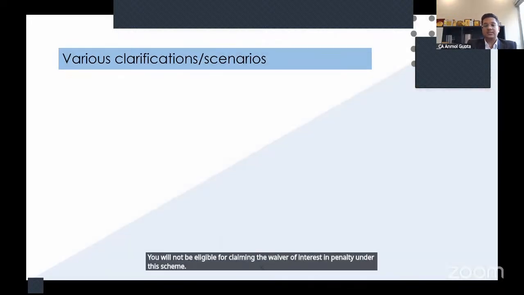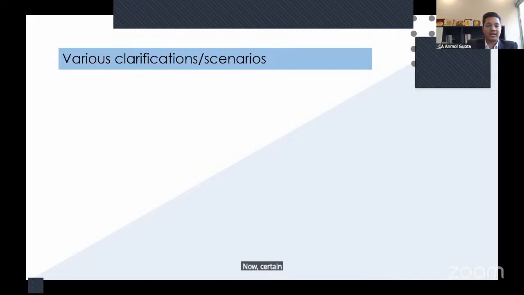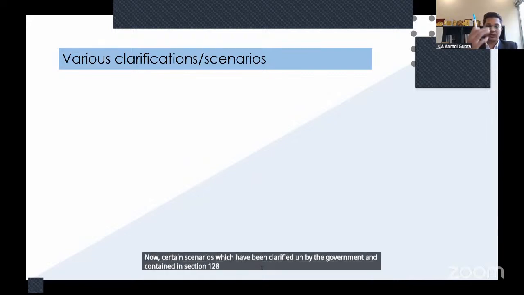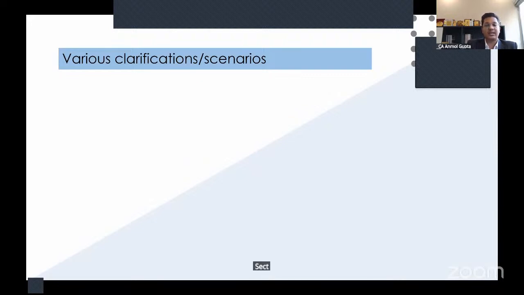Now, certain scenarios have been clarified by the government and contained in section 128A read with rule 164. We are going to discuss that, and then in the next slide we are going to discuss certain clarifications that have been given in the circular. These are the clarifications which are contained in section 128A read with rule 164, that is, in the law itself.